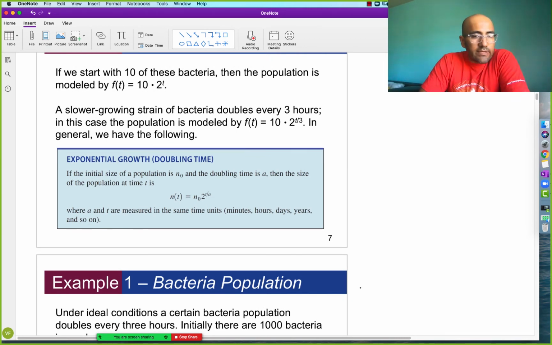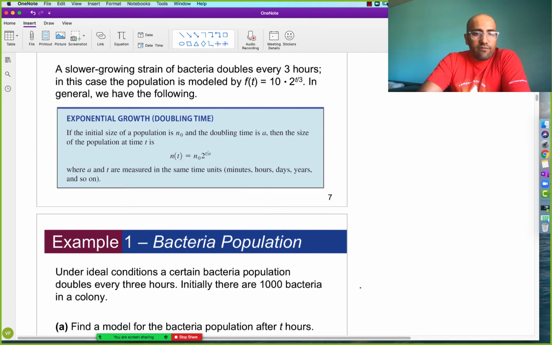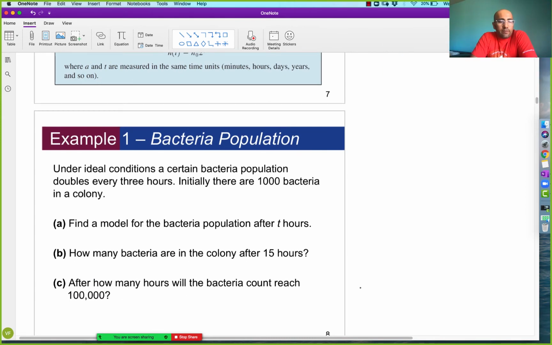Okay, so exponential growth doubling time fits this form: N of t equals N sub naught times 2 to the t over a power, where N sub naught is the initial amount that you begin with, of whatever it is. It could be population of bacteria, it could be anything that grows exponentially that can be modeled like this. So make sure you pay attention to the units. And then t is in terms of time, and it could be minutes, hours, days, years, any unit of time. And then a is how long it takes for it to double, right? A is the doubling time. Good. So let's use that formula and apply it here. Under ideal conditions, a certain bacteria population doubles every 3 hours. Initially, there are 1,000 bacteria.